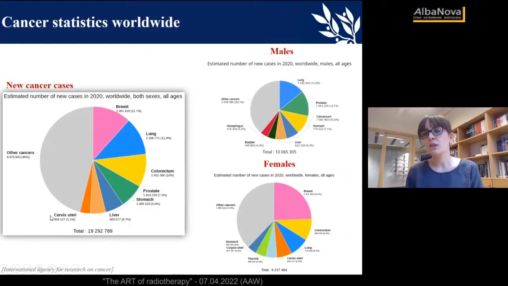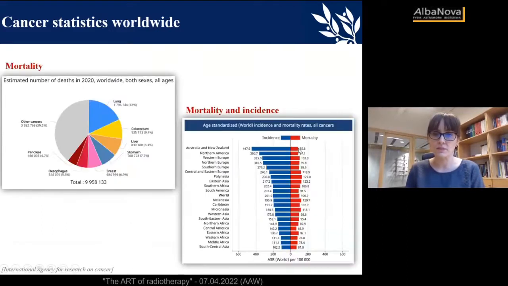If we now focus on the male population, the major contributor is lung cancer together with prostate cancer. For the female population instead, breast cancer dominates the whole contribution with roughly 25% of the new cancer cases reported.